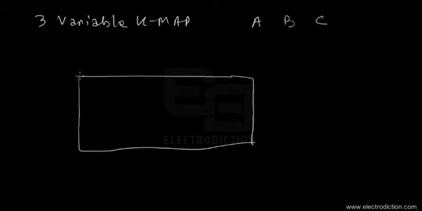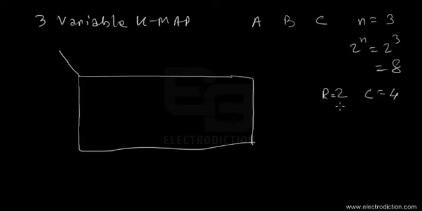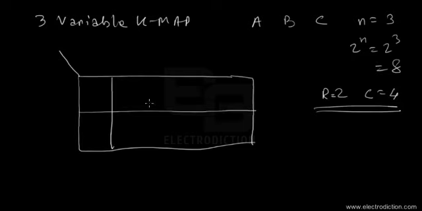Okay, so now, since the number of variables is n equals 3, the total number of cells would be 2 to the power n. That's 2 to the power 3 over here. That is 8. So we would basically require 2 rows and 4 columns in order to create an 8-cell K-map. So I'm just dividing it into 2 rows. There you go. And now we need 4 columns. So that's 1, and then 2, and then 3 and 4.